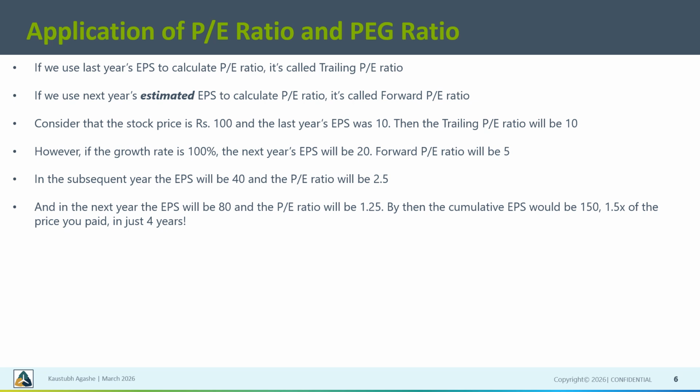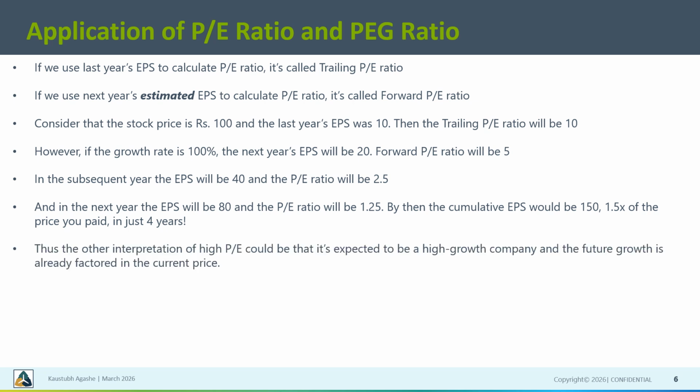Now consider the trailing PE ratio. Without considering growth, based on last year's earnings per share, the PE was calculated at 10, which means it would have taken you 10 years to recoup your investment. But with considering the growth aspect, now you are going to recoup your investment very early. In fact, you are going to get 1.5 times of your original investment back in just 4 years.